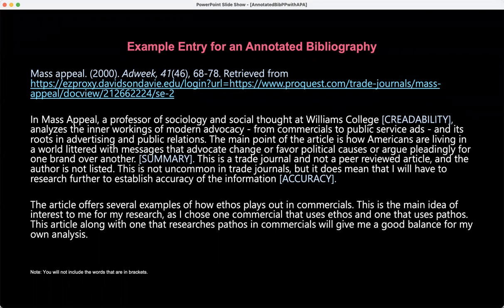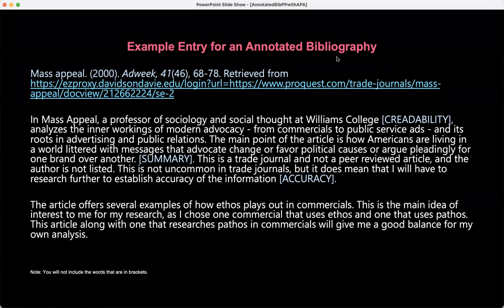So in this case, we're looking at a commercial, and we're saying the article offers several examples of how ethos plays out in commercials. Ethos is ethics. This is the main idea of interest to me for my research, as I chose one commercial that uses ethos and one that uses pathos. This article, along with one that researches pathos in commercials, will give me a good balance for my own analysis. So in that little paragraph, you're talking about why it's important to you.